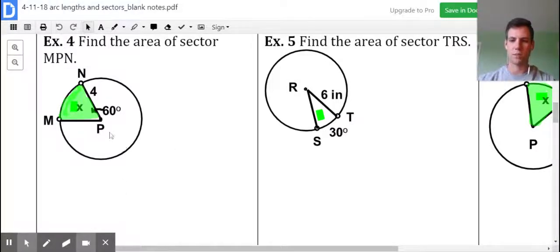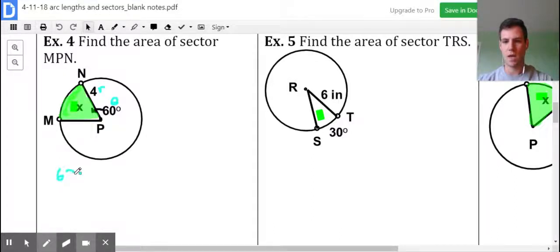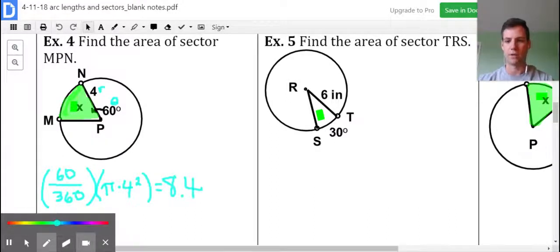In the first example, we are looking for this green sector, and so we want to use our sector area formula, given that we have 60 as our theta and r is 4. So that means that we would do 60 over 360 and multiply that by the area of the circle, which would be pi times our radius of 4, and we'll square that radius. And if you put that into your calculator, you get about 8.4 units squared for the area of that green sector.